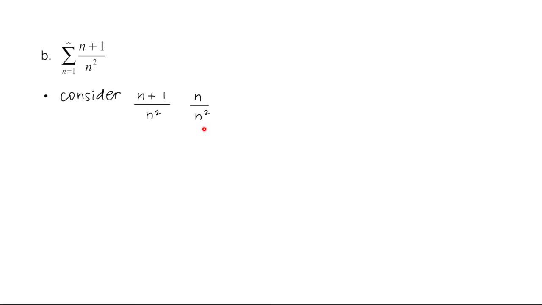Next, we want to compare these with an inequality. Again, the way I think of it is this fraction has more on top, so that would make this fraction bigger. So we would say that this is greater than n over n squared. Then looking at this fraction, it simplifies and you get 1 over n, and this holds true for n greater or equal to 1.